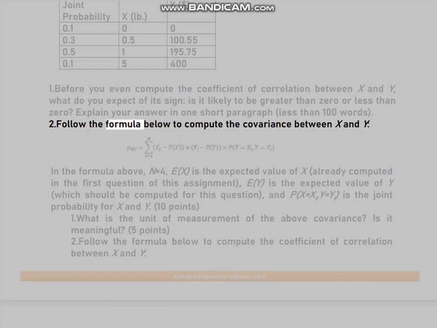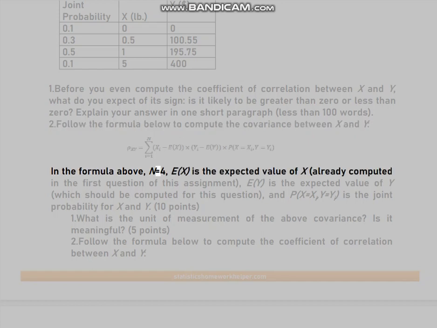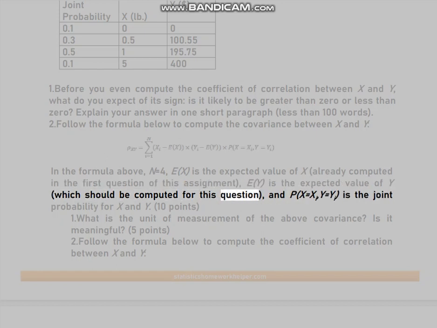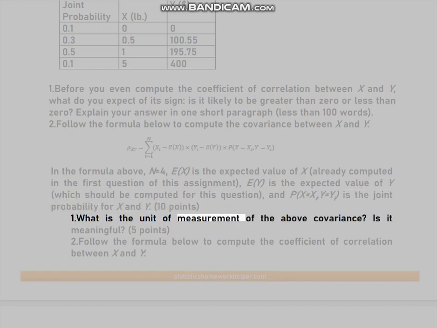2. Follow the formula below to compute the covariance between X and Y. In the formula above, n equals 4, E(X) is the expected value of X, already computed in the first question of this assignment. E(Y) is the expected value of Y, which should be computed for this question, and P(X equals x, Y equals y) is the joint probability for X and Y. 10 points. 1. What is the unit of measurement of the above covariance? Is it meaningful? 5 points.